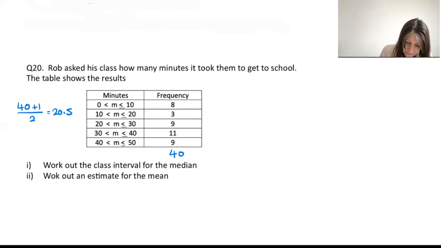So we say that the first 8 people go to 10. Okay, so 8 people are going to 10. Add on another 3, and then we can say the first 11 people go to 20. Add on another 9, and you can say 20 people go up to 30. Well, we got 20.5, so we do actually go into that one there. And if we didn't add the 1, we would have gone in the one in front.